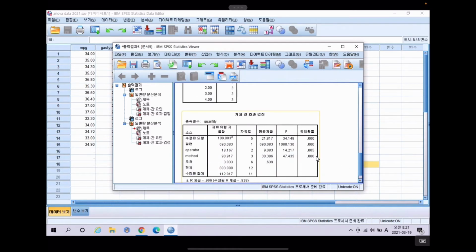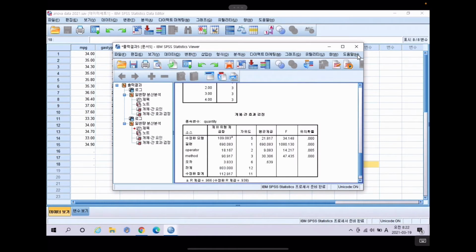So you will have results that look like this. You have two factors here, operator and method, and you have p-values for each of the two factors. So we are going to focus on these results, instead of going through all kinds of computations.